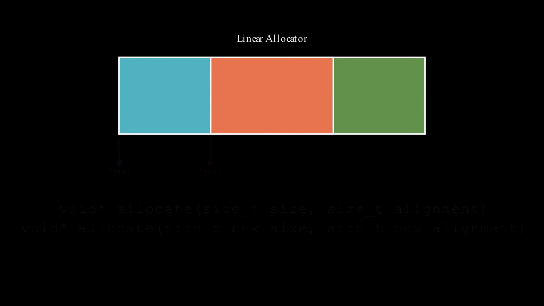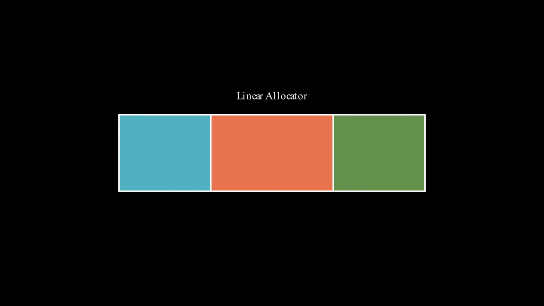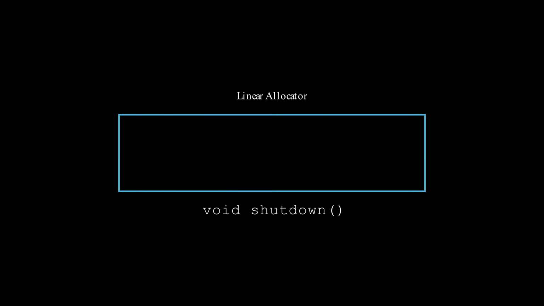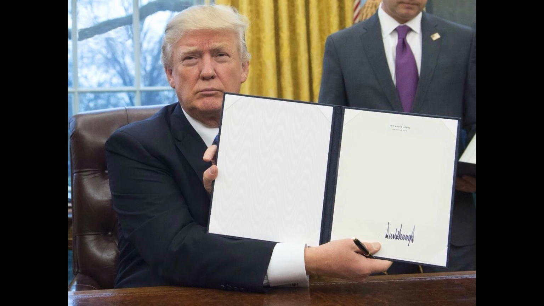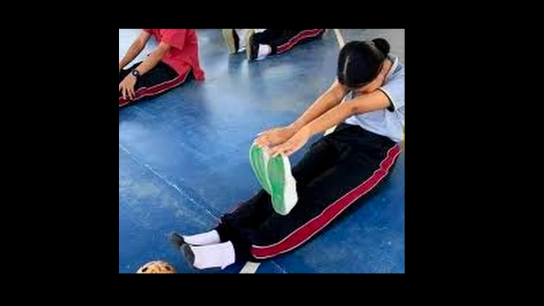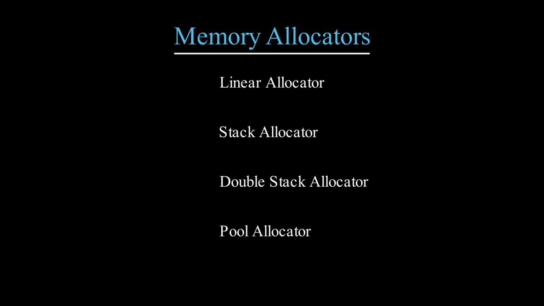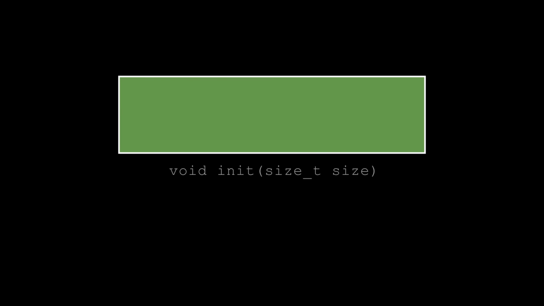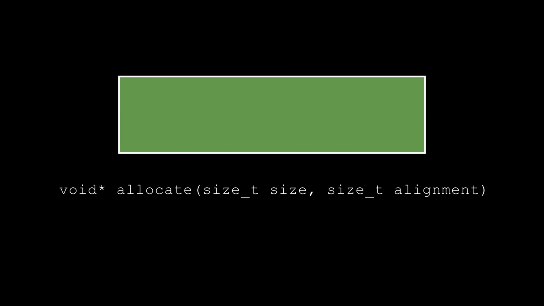But there's a trade-off. We can't free individual blocks. In a linear allocator, we can only reset the whole arena at once. So the linear allocator is simple and fast, but not very flexible. What if we want to free memory but still keep things predictable? That brings us to a second allocator, the stack allocator. We initialize this memory just like the linear allocator by reserving a big chunk up front. Then we call the alloc function and we get a pointer to the memory, just like before.